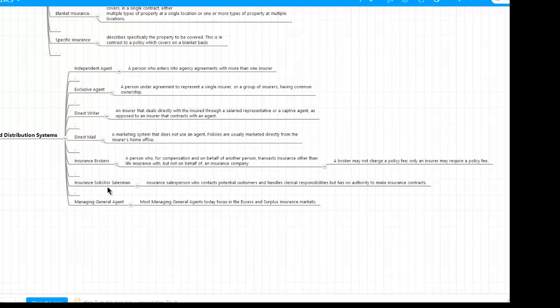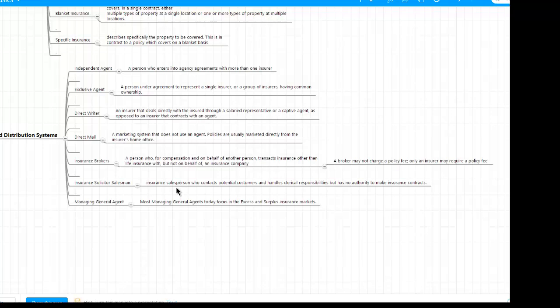And then you have an insurance solicitor salesman, who contacts potential customers. I like to think of him as sort of cold calling. He'll handle clerical responsibilities but has no authority to make insurance contracts. In real estate, you have the broker, and the salesman hangs their license under the broker, so they really have no authority to make a contract without their license being under a broker or representing that broker.